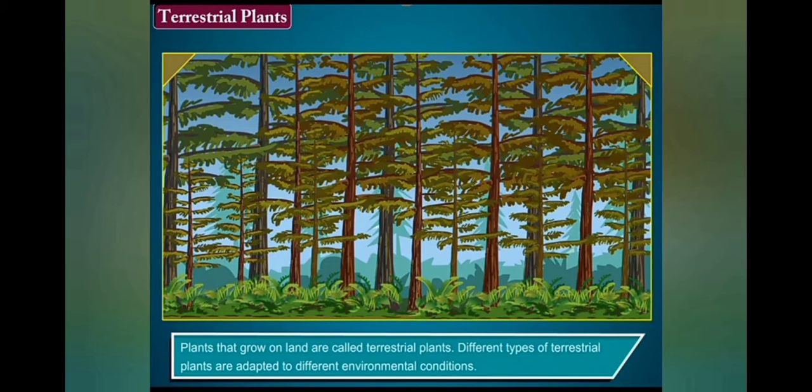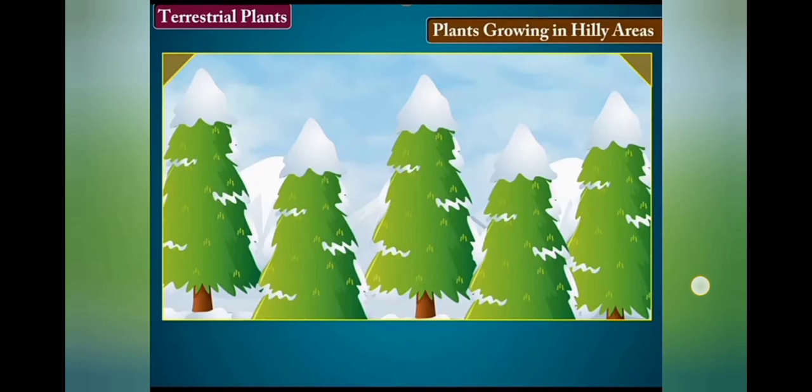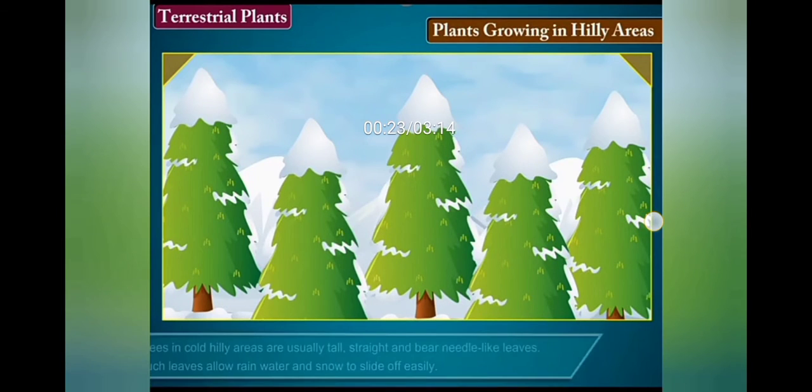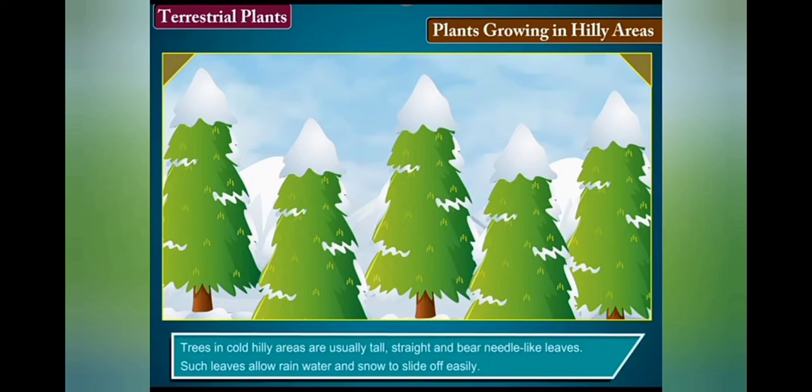Different types of terrestrial plants are adapted to different environmental conditions. So here you can see the terrestrial plants growing in hilly areas. They have pointed edges. Trees in cold hilly areas are usually tall, straight and bear needle-like leaves. Such leaves allow rainwater and snow to slide off easily.